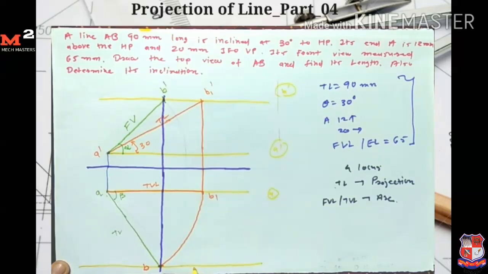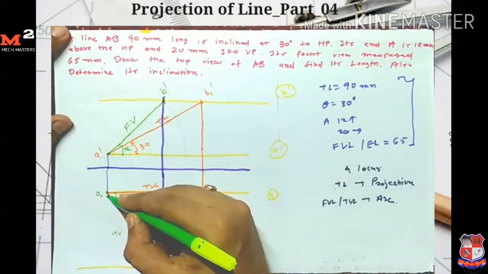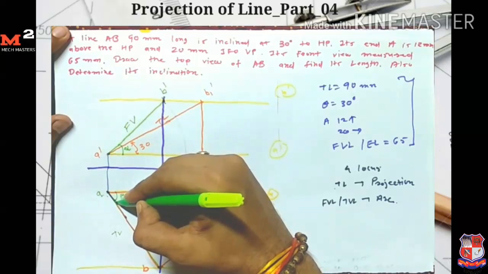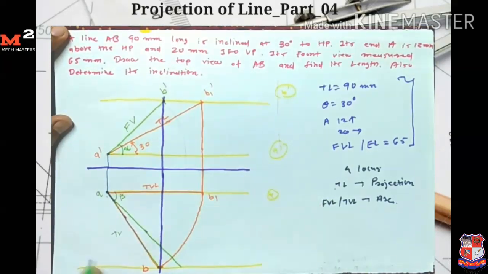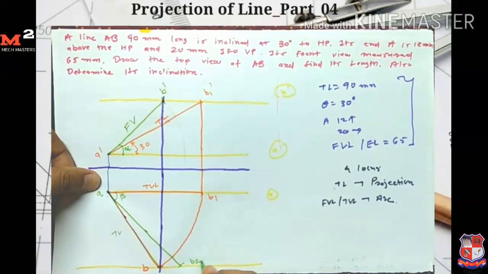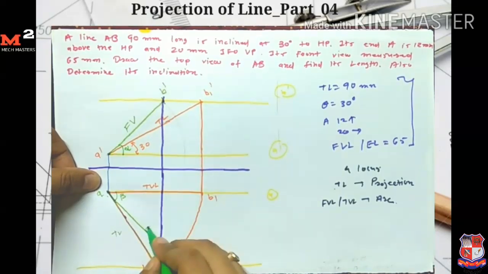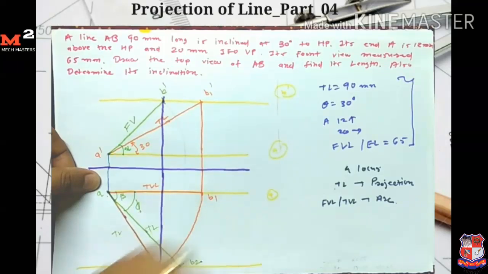Okay, so I get the true length on this locus, the end of the true length on this line. I know the true length is equal to 90 mm. So I take A as a center and 90 mm as a radius. I draw one arc which intersects this locus here. Okay, so here I get my point B2. This is my true length. The angle made by the true length is indicated by phi.